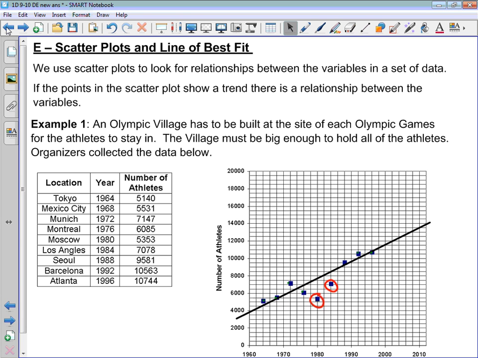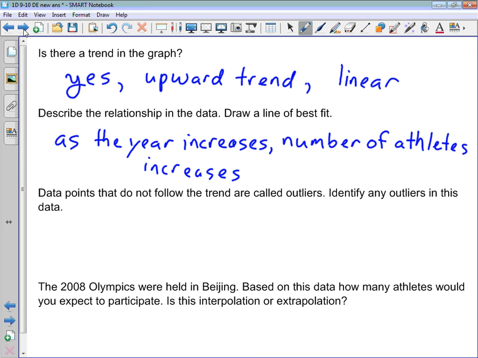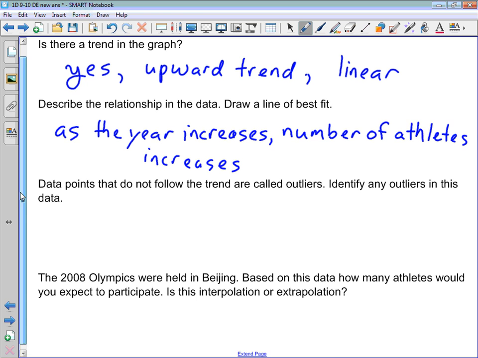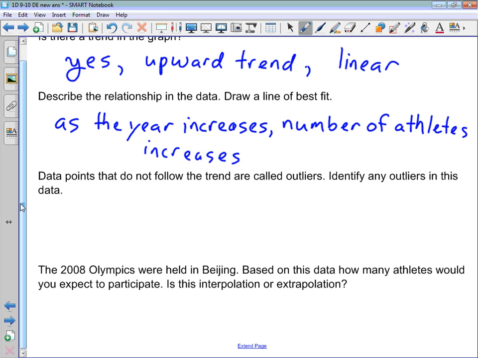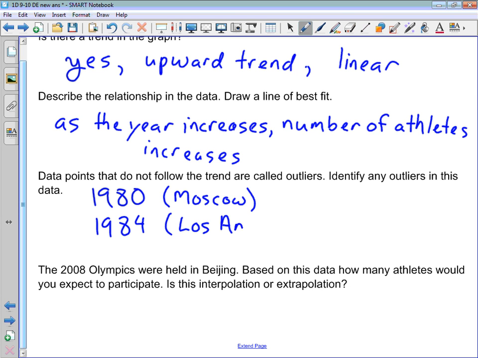So what do those 2 points represent? Those represent the years 1980 and 1984, the Olympic Games in Moscow and Los Angeles. So we can say 1980 in brackets Moscow, 1984 Los Angeles.